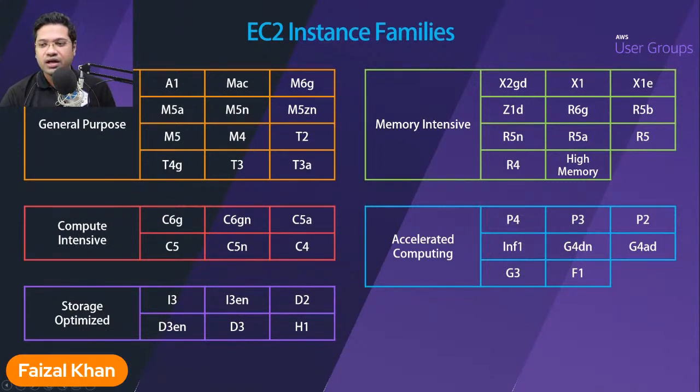Right? Within each of these families, of course, you have different types of instances. The one thing I want you to keep in mind right now is that if you see something like a C5 and later you see something like a C6, the C5 is an older generation compared to the C6, which is a newer generation. We'll talk about what each of these mean, like GN or G and A, etc. Right?